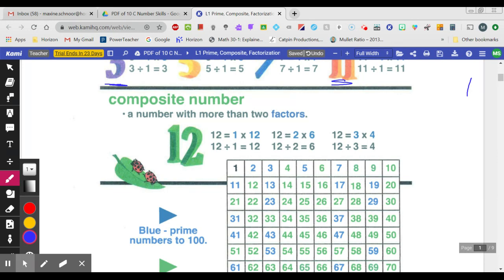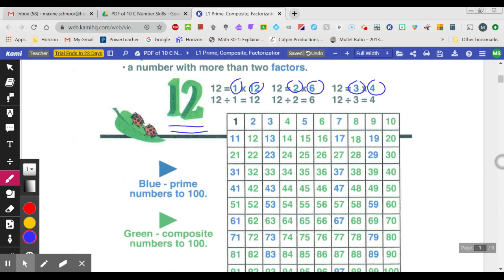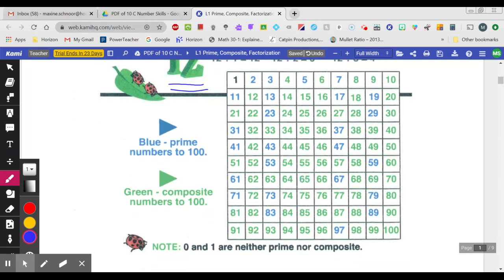For example, if we take the number 12, 1 times 12 is 12, 2 times 6 is 12, and 3 times 4 is 12. Because all of these numbers divide into 12 without leaving any remainder, we call that number a composite number. Here's a chart summarizing all of our prime and composite numbers. Everything in blue is a prime number. Everything in green is a composite number. You'll notice that there are way more green numbers than blue numbers. It's about 3 to 1 actually. So for every 3 composite numbers, there's 1 prime number.